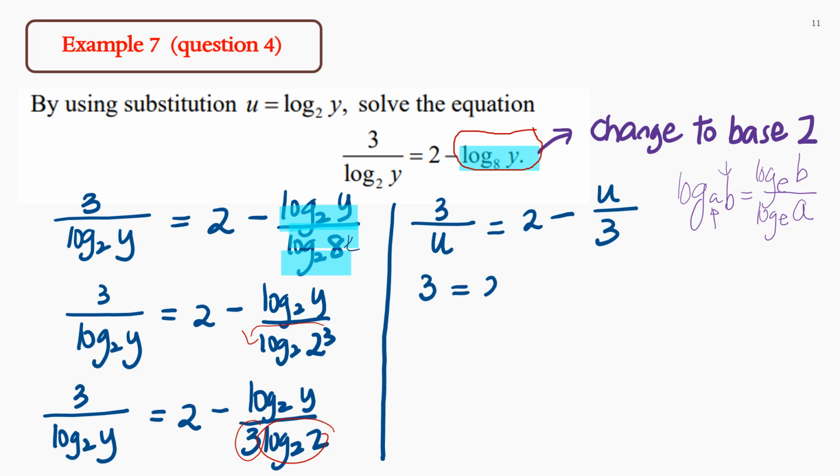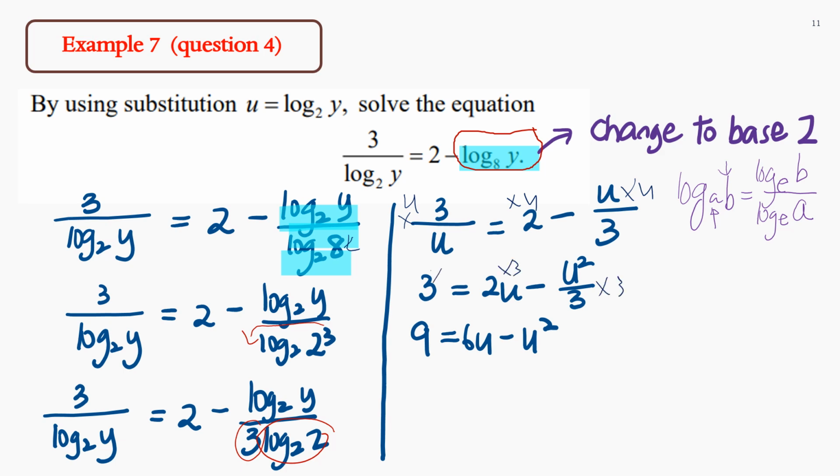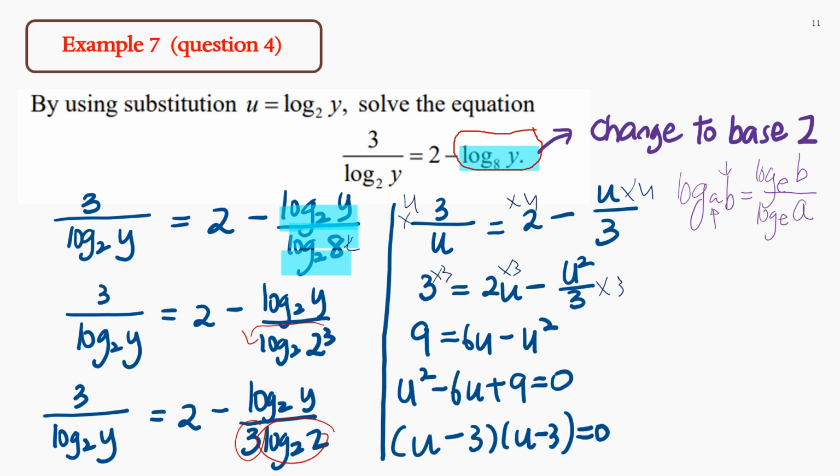Multiply by u on both sides. And then multiply by 3 on both sides again. That means do it slowly lah. But if you don't want to do it slowly, then you just one shot multiply by 3u on both sides. But usually I prefer to like times u first. And then times 3. Okay, to get a quadratic equation, factorize it. And you get u equals to 3. So repeated roots. So u is the substituted value for log y base 2.